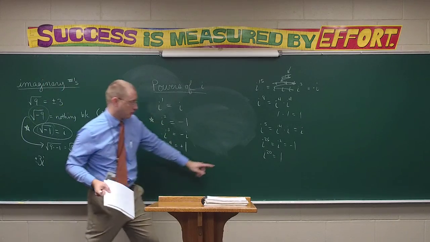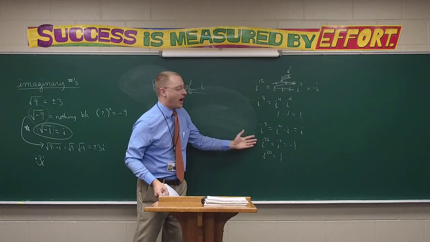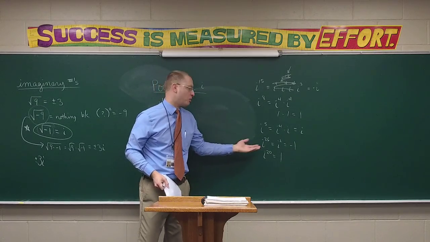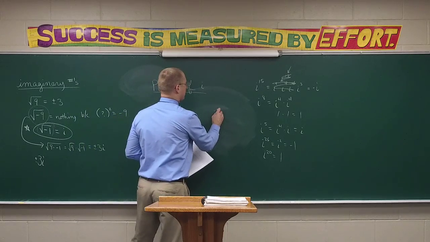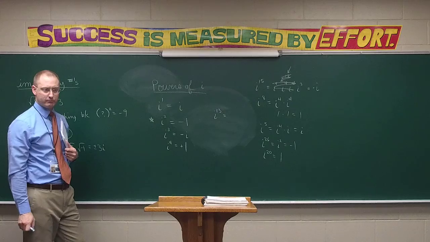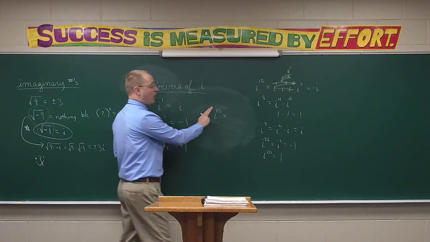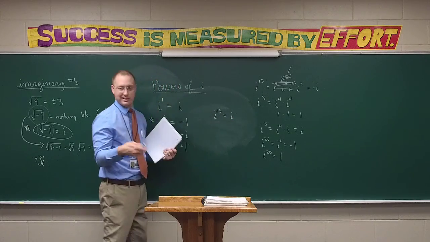So if it is a multiple of 4, you know you get 1. If it's not a multiple of 4, pull out the multiple of 4. Whatever it leaves you with, you have its value from this list. What if I had i to the 13th then? What would that equal? Take out 12 i's, because that's a multiple of 4, leaves you with a single i, which is i.